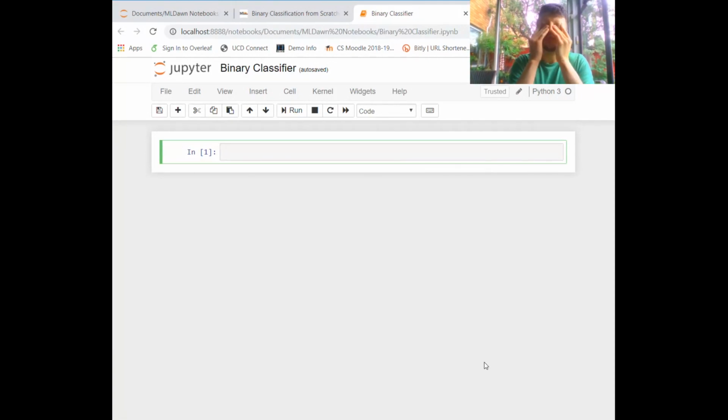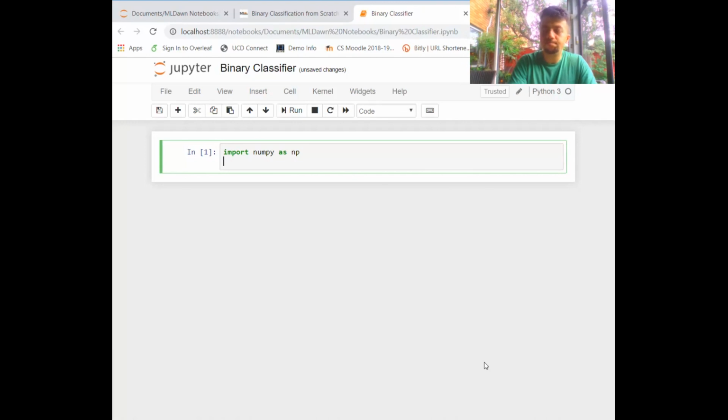So we need NumPy, right? So I'm going to import NumPy as np. And then we're going to do some nice visualization, so we definitely need matplotlib. We could say import matplotlib.pyplot as plt. So this would be for the visualization case.